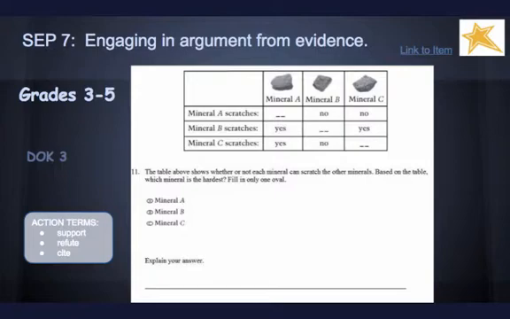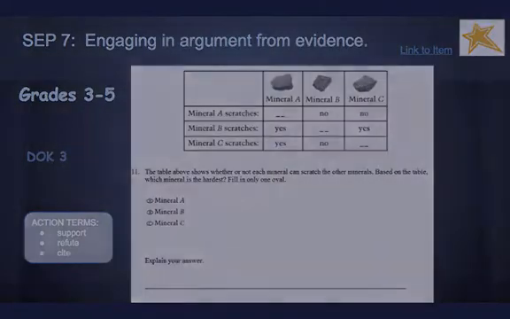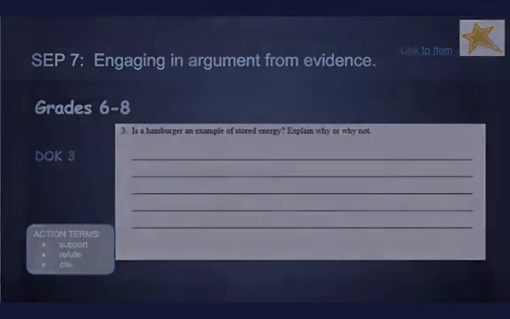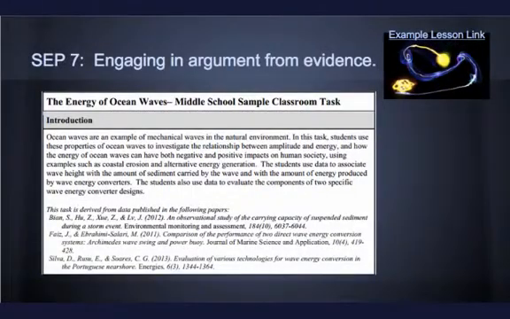In this grade 3 through 5 example, a student must be able to identify the evidence provided in order to support their claim. The depth of knowledge needed to answer this question is at level 3 for 6th through 8th graders. A complete answer to this question would include reference to the hamburger being comprised of fat and protein, and that these organic compounds are a source of energy for us. Here's a sample lesson providing students with an opportunity to engage in arguing from evidence.